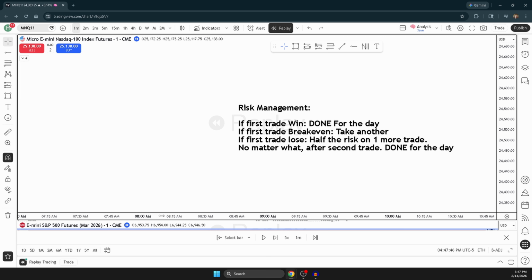If your first trade's break even, you can take one more. If your first trade's a loser, you can halve your risk and then you can take one more trade. This prevents you from going full tilt or losing too much on one day. So you can refocus for the next day. And no matter what, after your second trade, you're done. So two break evens, you're done. Two losers, you're done. If you win, you're only supposed to take one trade. That's the strategy I follow.